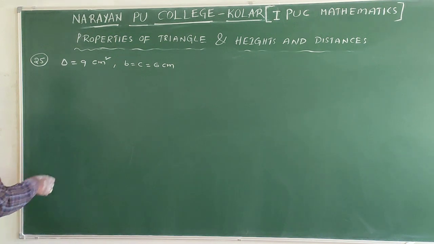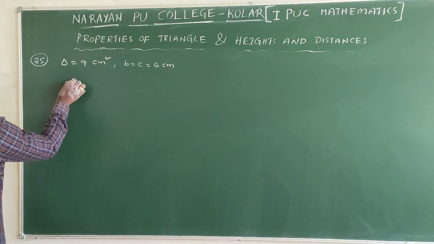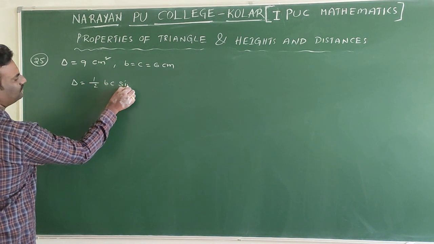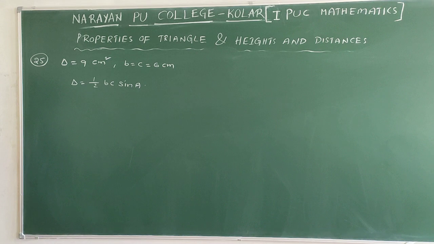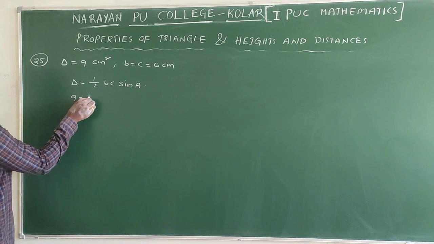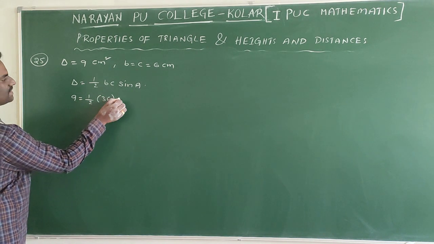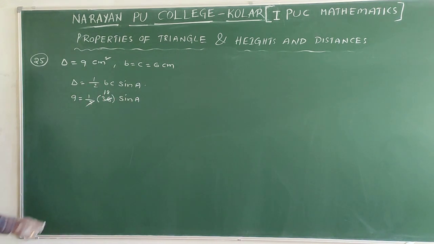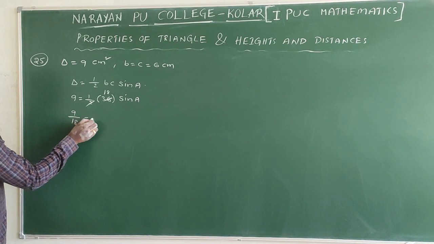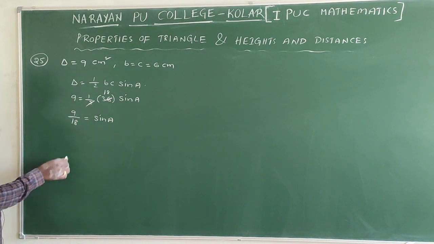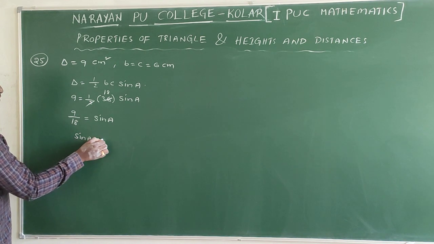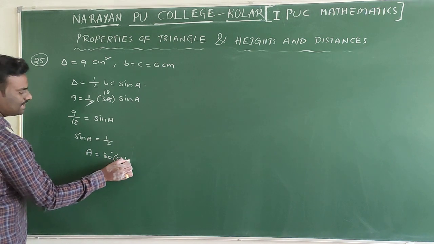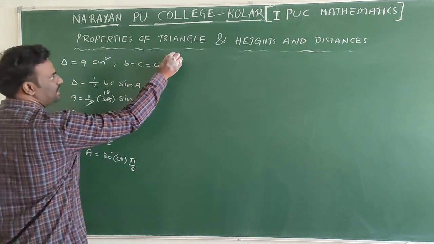See here, the area formula I can write: delta equals half into bc sin A. Now, 9 equals half into 6 into 6, that is 36, into sin A. Half of 36 is 18, send this side: 9 by 18 is equal to sin A. Now sin A is 1 by 2, so A equals 30 degrees or pi by 6. We will check whether A is the required angle or not.